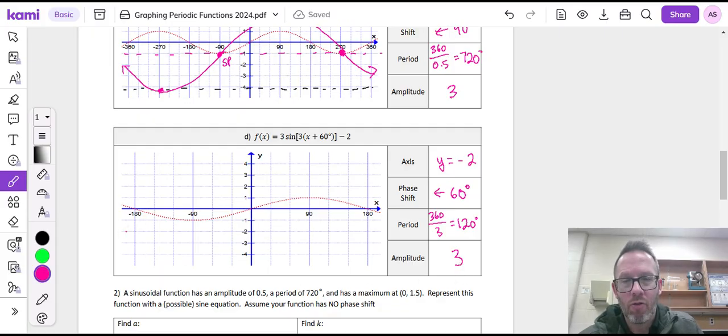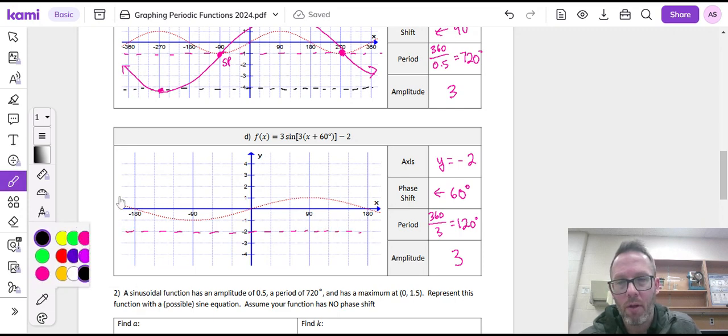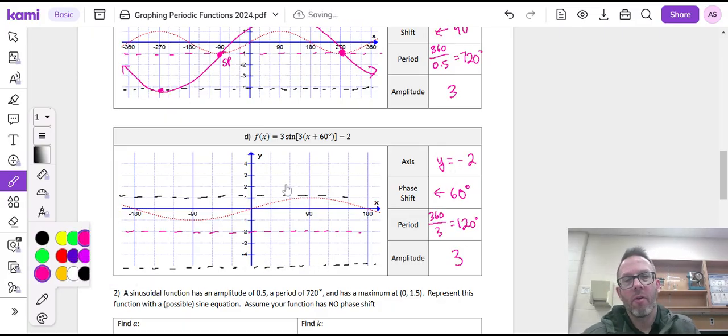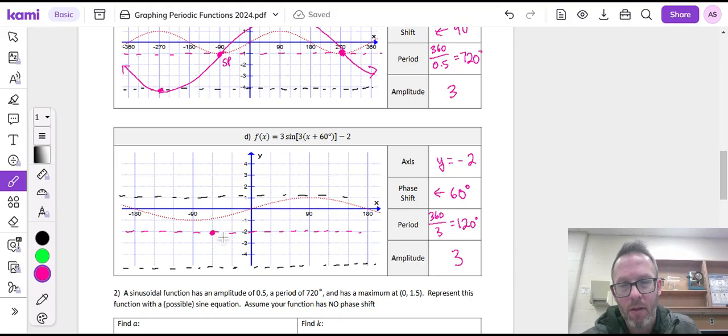Let's begin our sketch. Draw the axis at -2. Our amplitude is 3, so 3 above gets us to 1. 3 below gets us to -5, something like that. Where are we going to start? Normally at 0, 0. Here we're going down 2 and left 60, down 2, left 60. Gets us here. Label that my starting point.